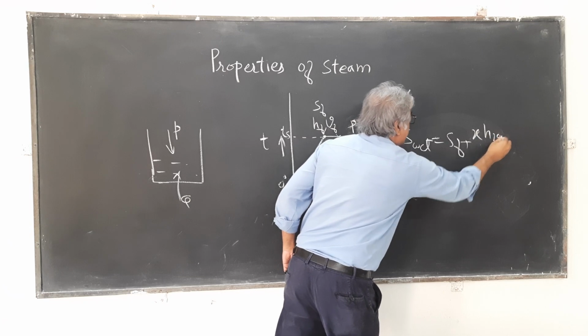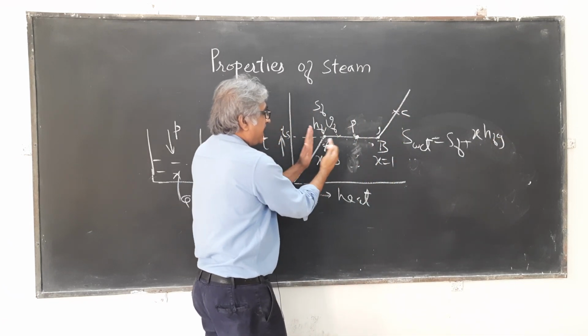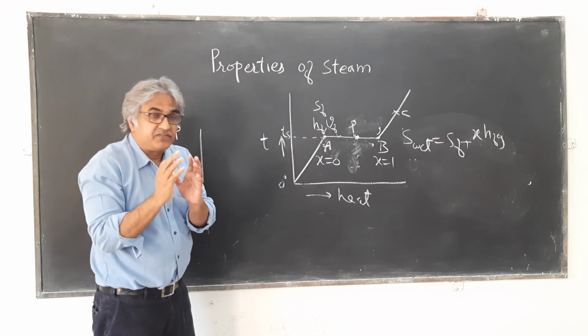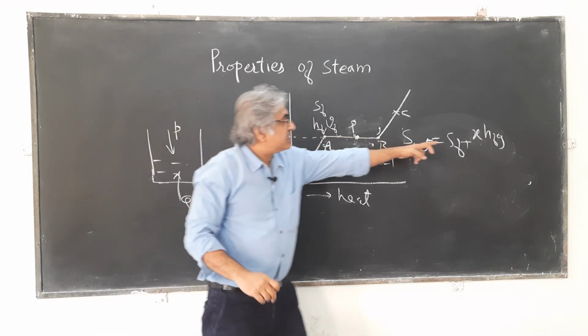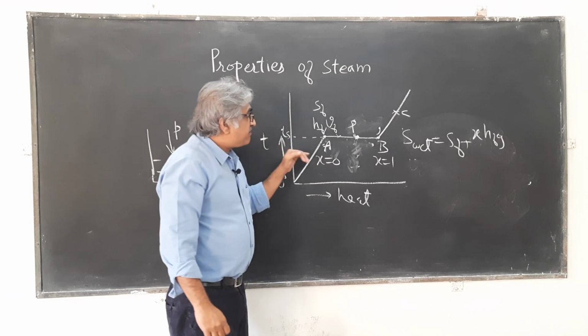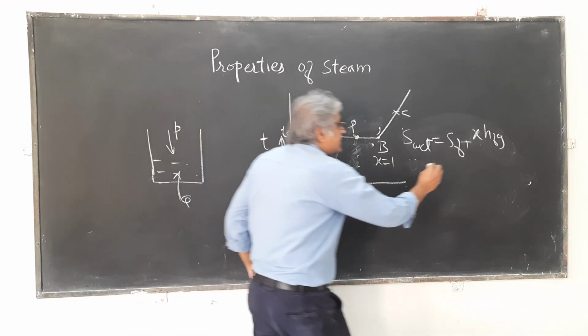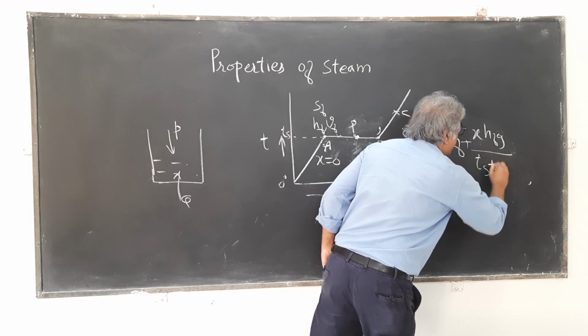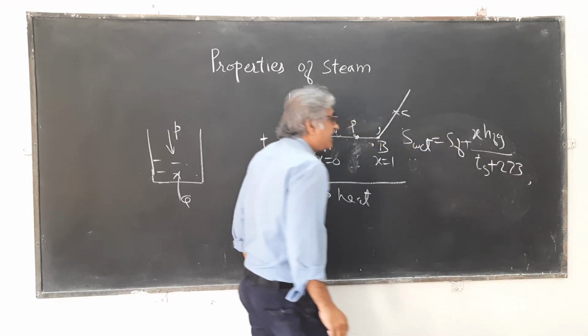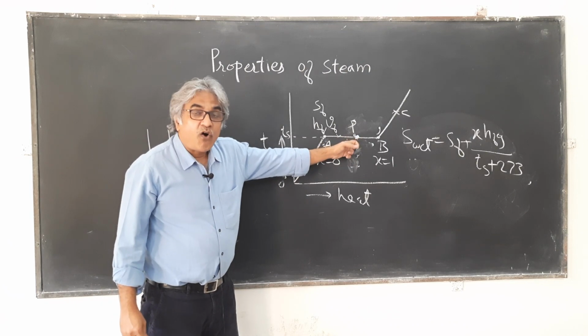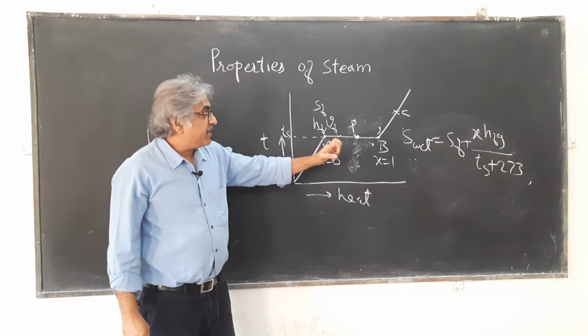Please think over this. If you add total Hfg, you would have moved to point B, but you have added a fraction of Hfg, so you move to this point. So this is the heat added upon the temperature. What is the temperature? Temperature is constant, which is Ts, so this is Ts plus 273. So this will be the entropy of the wet steam. Please note, entropy of the wet steam.